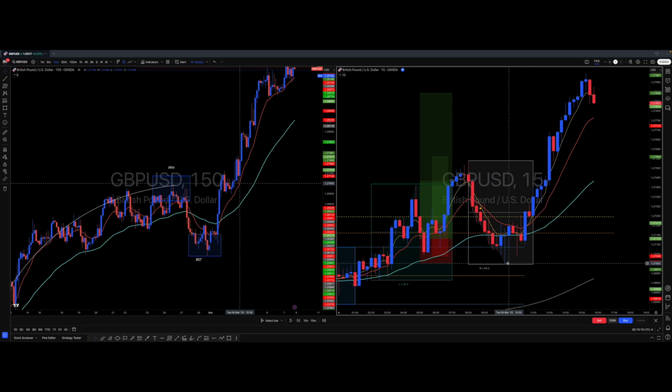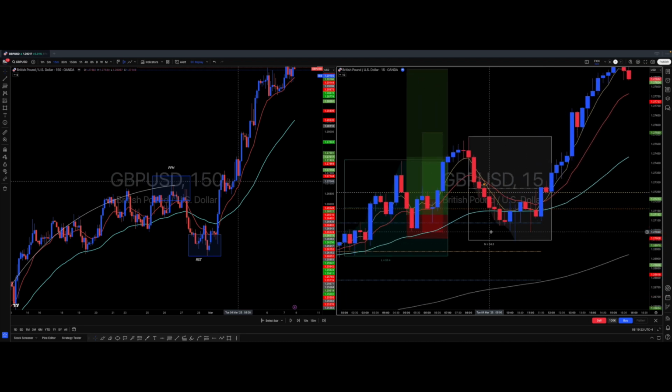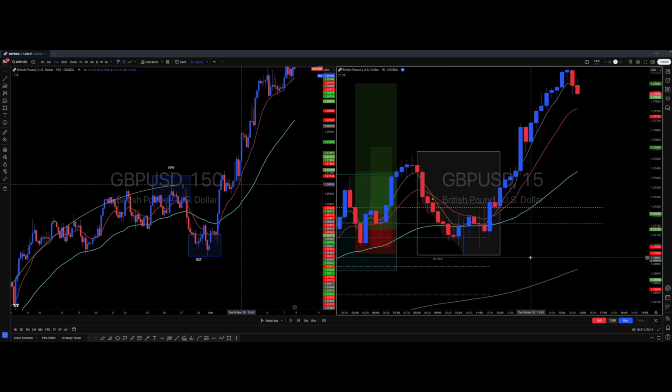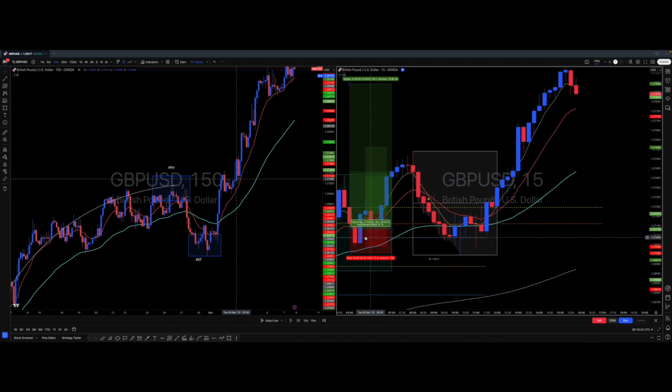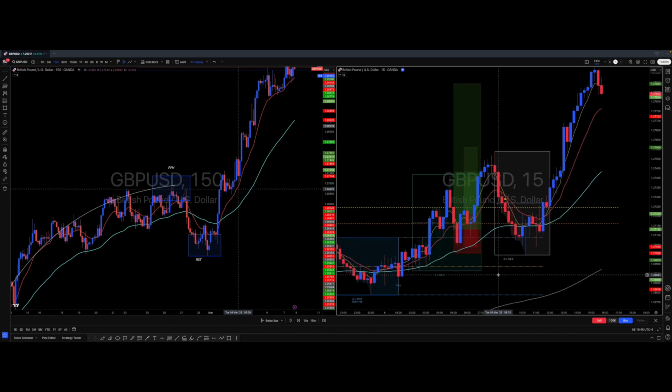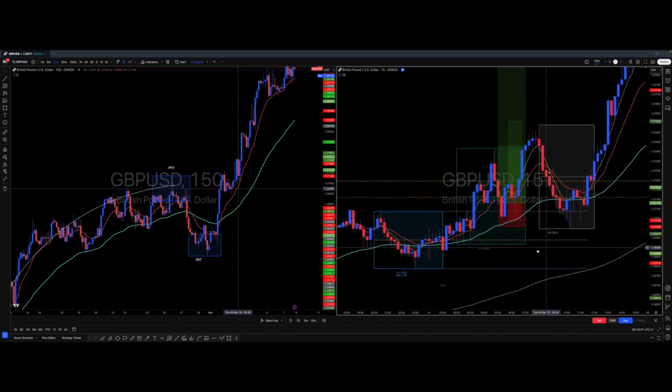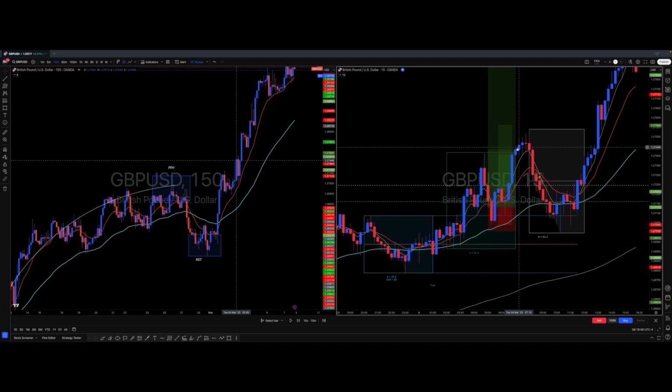For this specific day, this is March 4th, the reason we got this wick is because Trump was actually speaking. So with that being said, we got two trades essentially on the same day: a type 4 and then also a continuation trade.